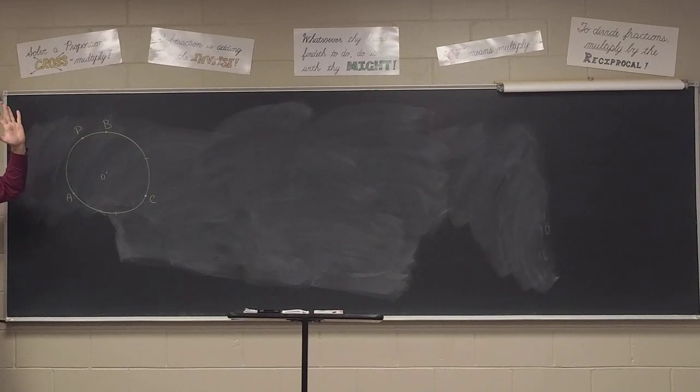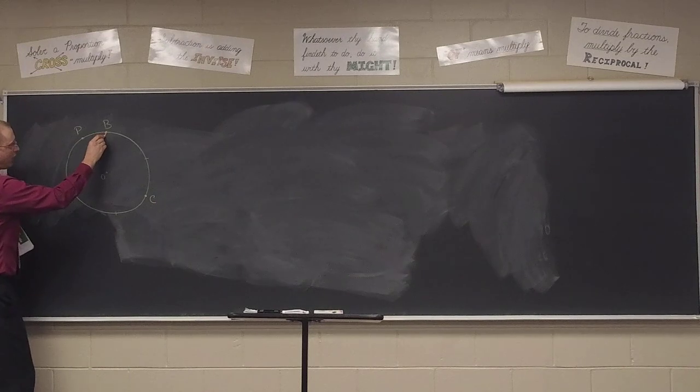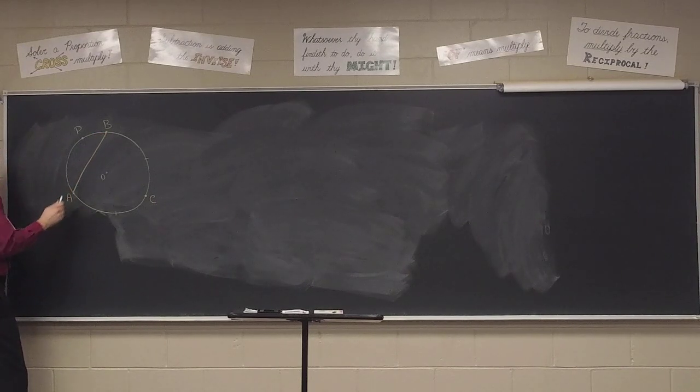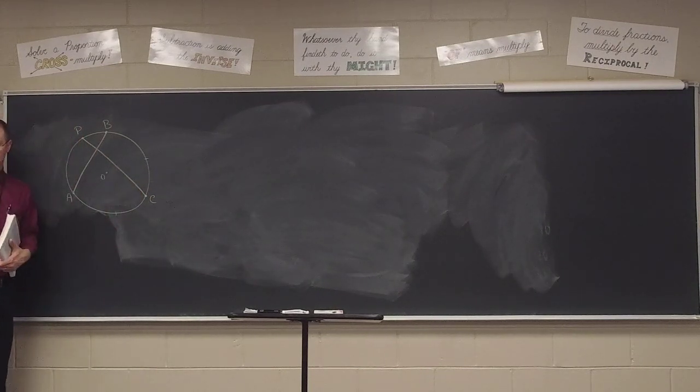How many recognized that? We also then had to make a chord AB. So once we determined where our arc's endpoints were, we draw the chord AB, and we also have the chord CP. How many drew the chords joining those points as instructed?